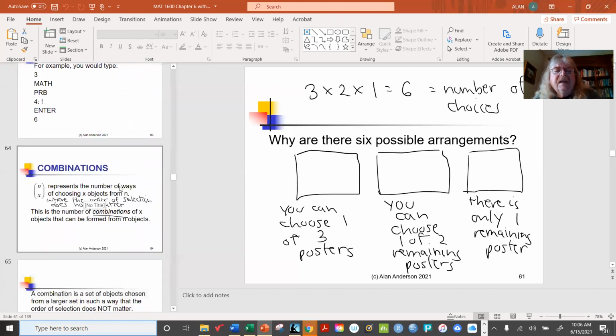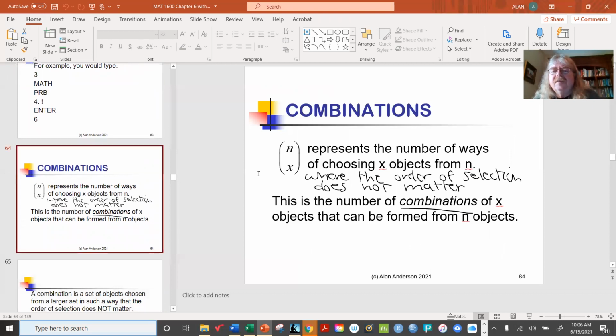All right. Now, the idea of combinations is that we're not arranging anything now. We're choosing objects from a larger collection. Specifically here with combinations, the order of selection does not matter. Okay, so the way this is written, we have n objects to choose from, and we choose X in such a way that the order does not matter.